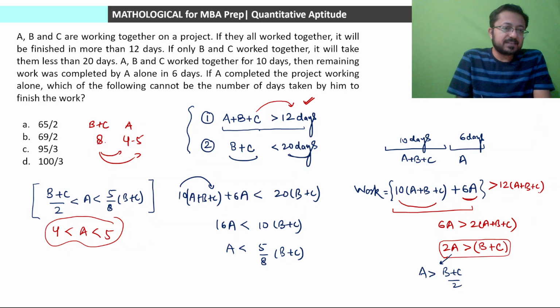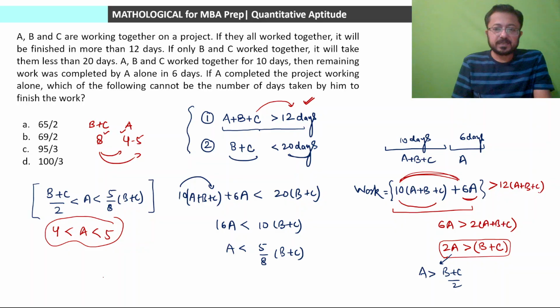So if the efficiency of B plus C is 8 and the efficiency of A is 4, how much time will be taken? Putting the values here, total work will be 10 days' work. Okay, the first condition, if B plus C is equal to 8 and A is equal to 4, our work comes out to be 10 into 12 plus 6 into 4, that is 120 plus 24, 144. Time taken by A will be 144 by 4 and hence 36 days.